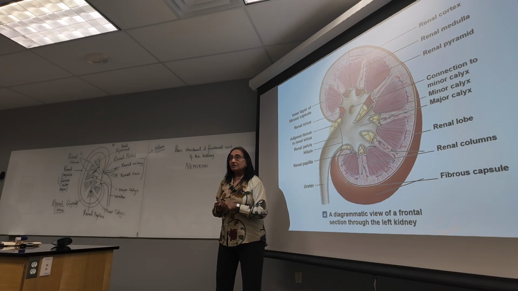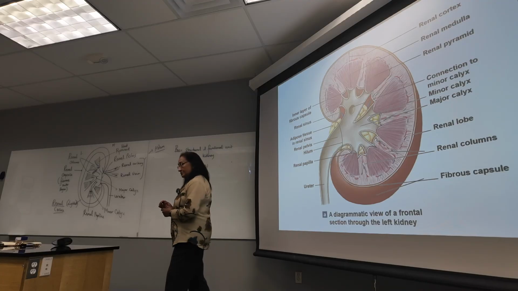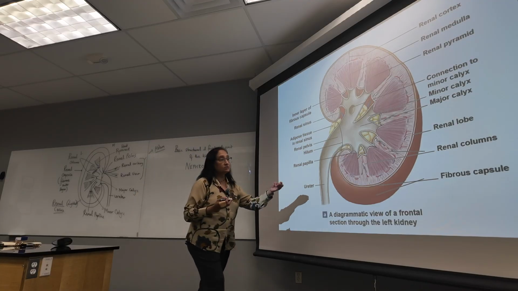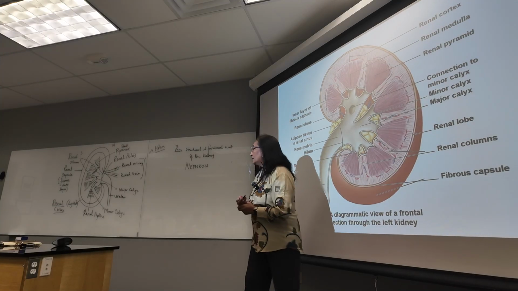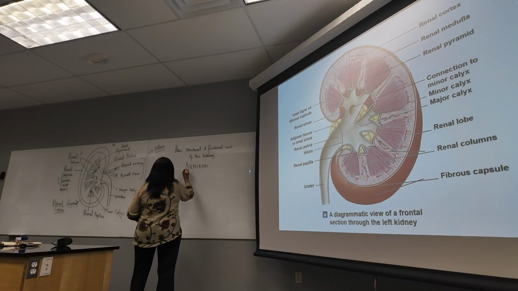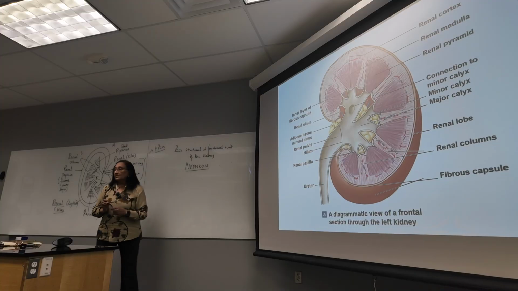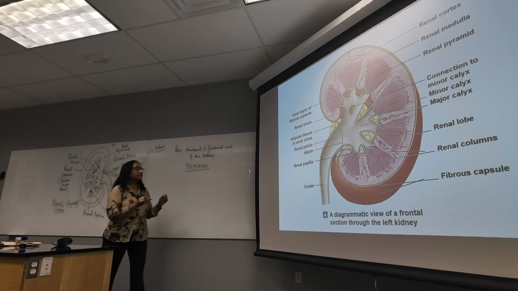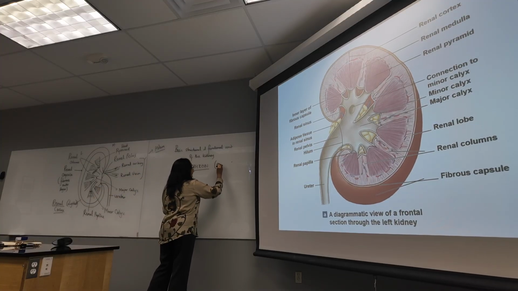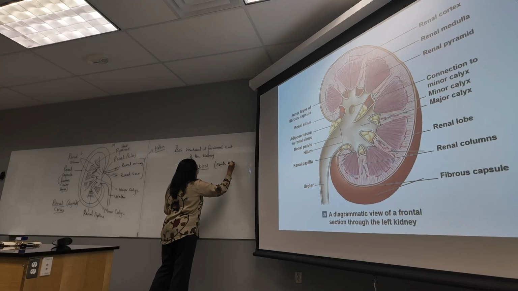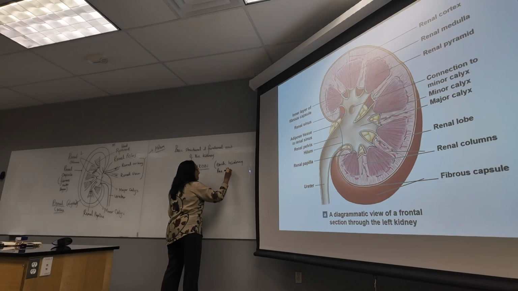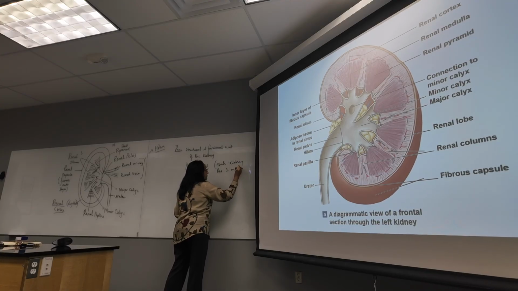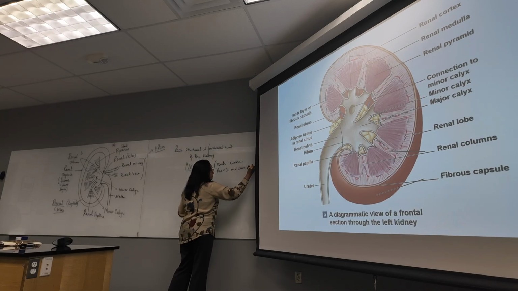Okay? Now, the nephrons are microscopic structures. So, you're not going to be able to see them unless you take a piece of tissue and look at it under the microscope. Now, these nephrons, how many are there? Each kidney has about 1 million, roughly, okay? Approximately 1 million nephrons.